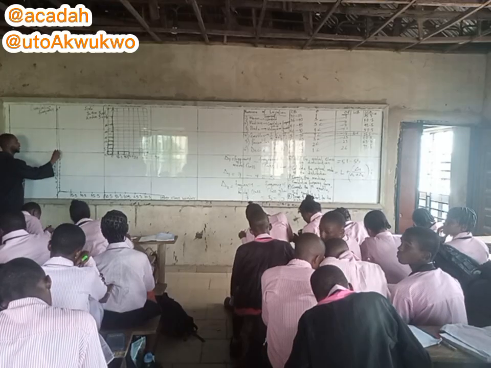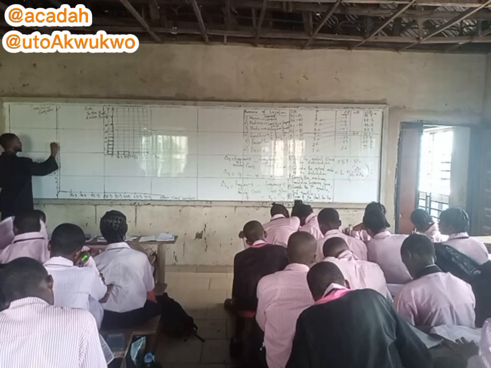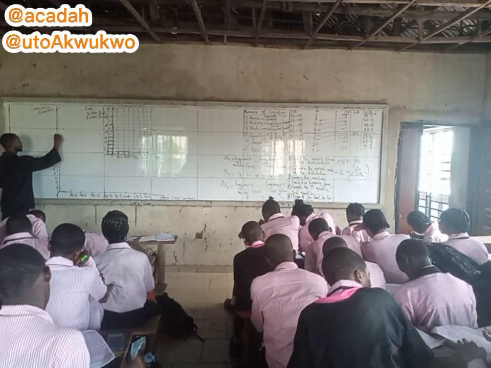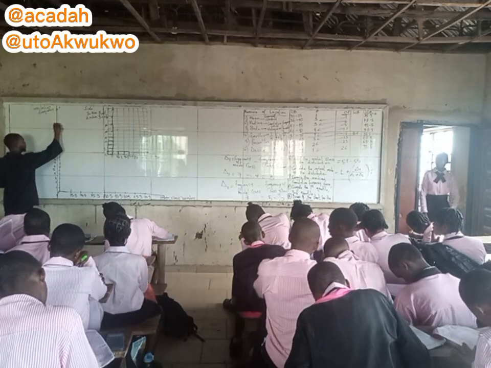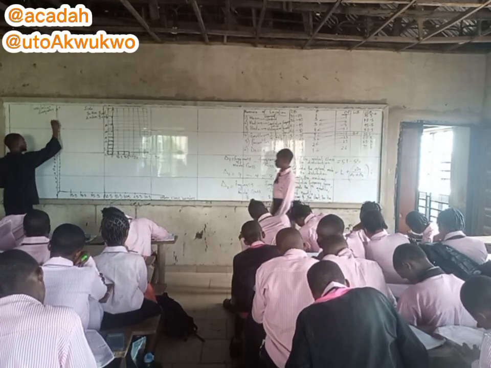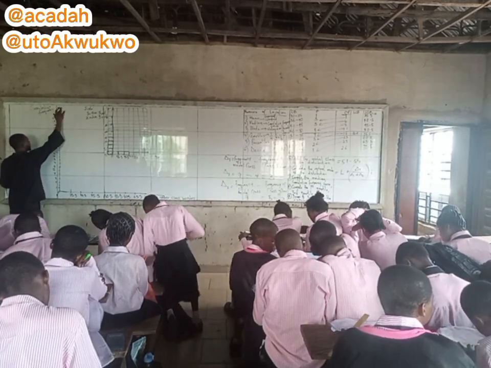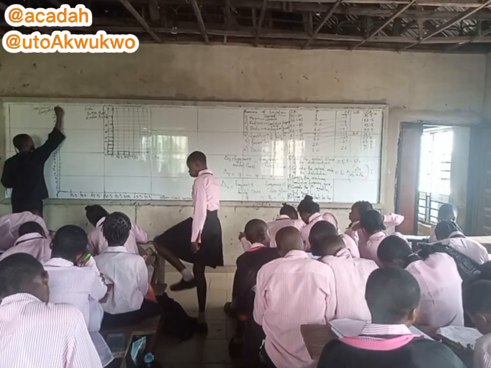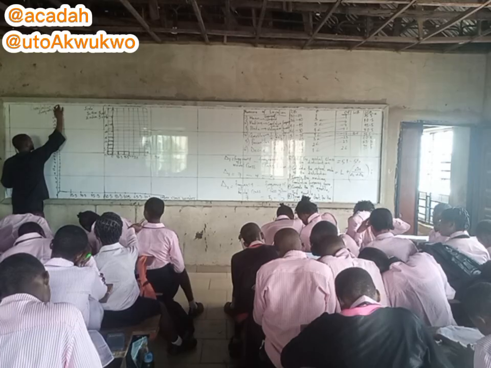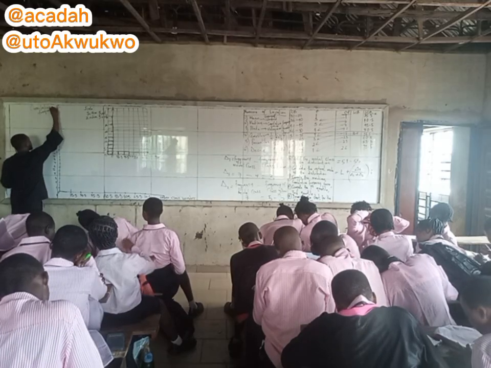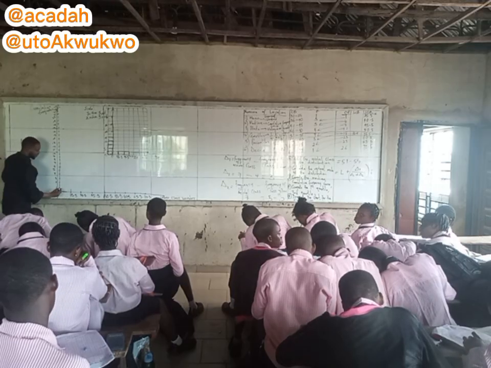11, 12, 13, 14, 15, 16, 17, 18, 19, 20, 21, 22, 23, 24, 25, 26. So what I mean by that is that now we have the 5.5.